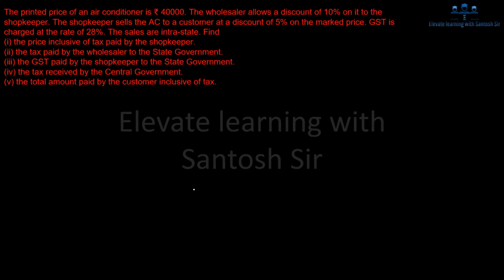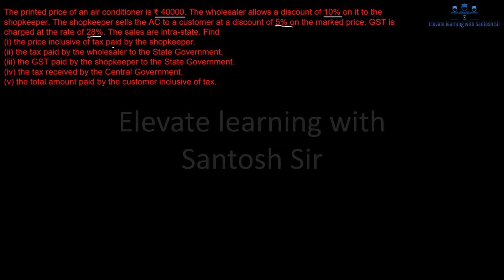Let us come to the next question. The printed price of an air conditioner is given as 40,000. The wholesaler allows a discount of 10% on it to the shopkeeper. So shopkeeper is getting it at 10% discount. Shopkeeper sells the AC to the customer at 5% discount.